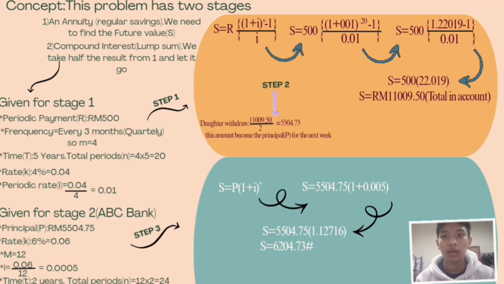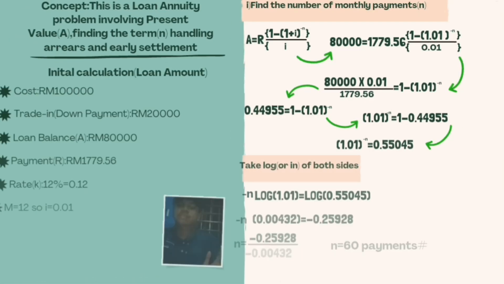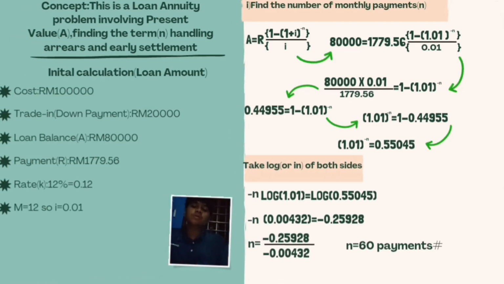Final amount S equals P times (1 plus I) to the power N. So S equals 5,504.75 times (1 plus 0.005) to the power 24. So the final S is 6,204.73. So the final amount in the ABC Bank account is 6,204.73.